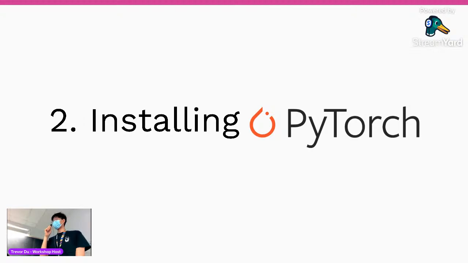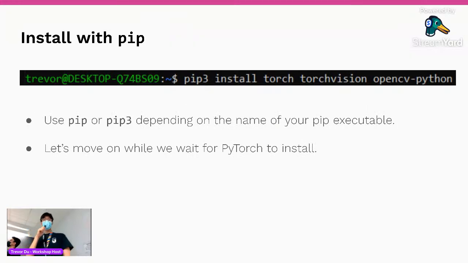All right, the next step is we're going to be installing PyTorch, which is our machine learning library that we'll be using for our demo. So this part's really easy, just using pip or pip3, depending on the name of your pip executable. Type in pip install torch, then torchvision, and opencv-python. Those are the 3 libraries we'll be using. The big one's Torch. That's the one that does the machine learning. Is anybody having issues?